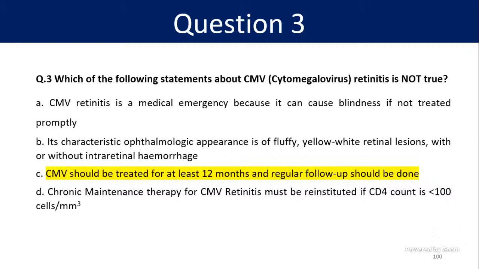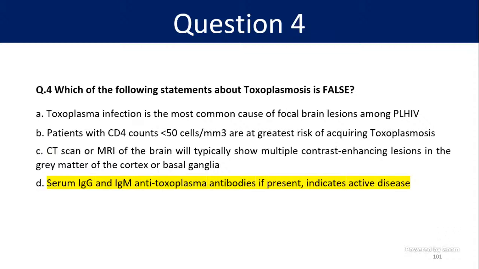Which of the following statements about CMV, that is Cytomegalovirus Retinitis, is not true? The answer is CMV should be treated for at least 12 months and regular follow-up should be done. Which of the following statements about toxoplasmosis is false? The statement that is false is serum IgG and IgM anti-toxoplasma antibodies, if present, indicate active disease.